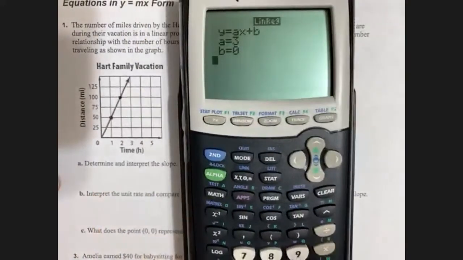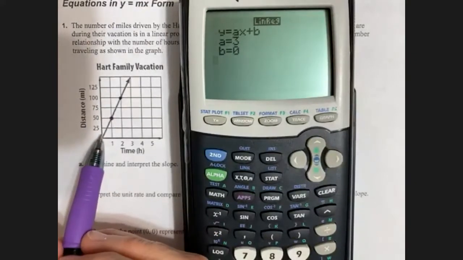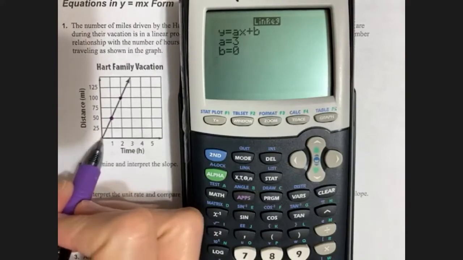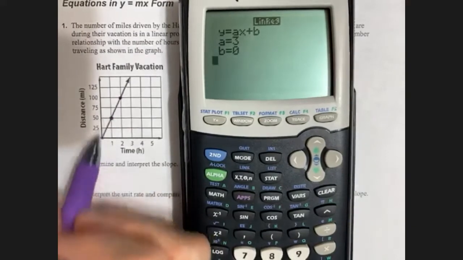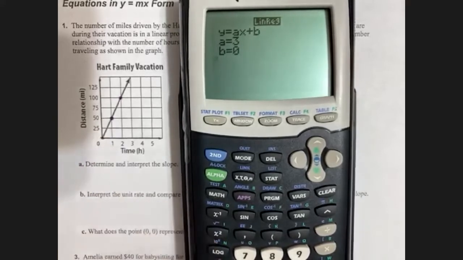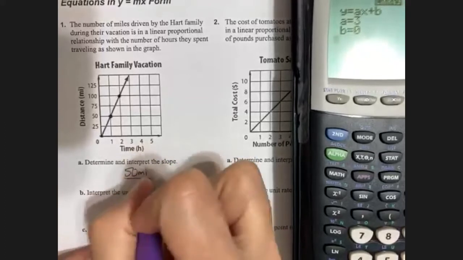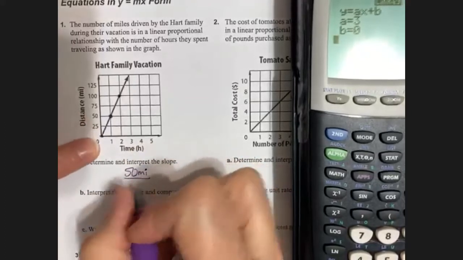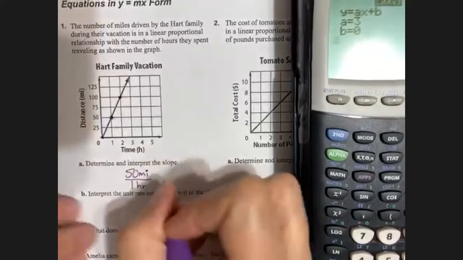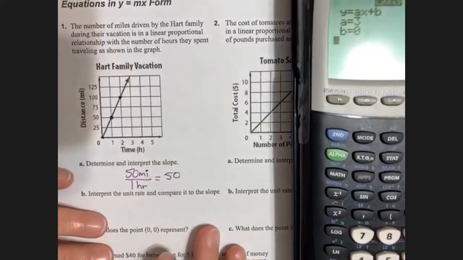Now, some of you might already know slope is rise over run, so you might already know that this says that I am going to go, and actually you can go from 0, 0. You don't have to choose these 2 points. But it looks like I rise 50 and I run 1. So some of you might already know that it's 50 miles per 1 hour of time, or just 50 is our slope, right? Because that's our m value.